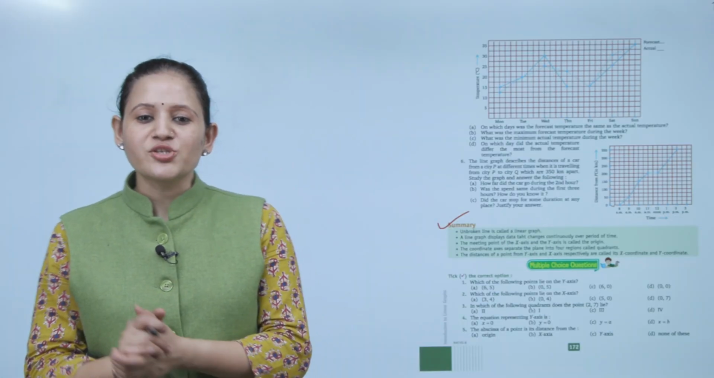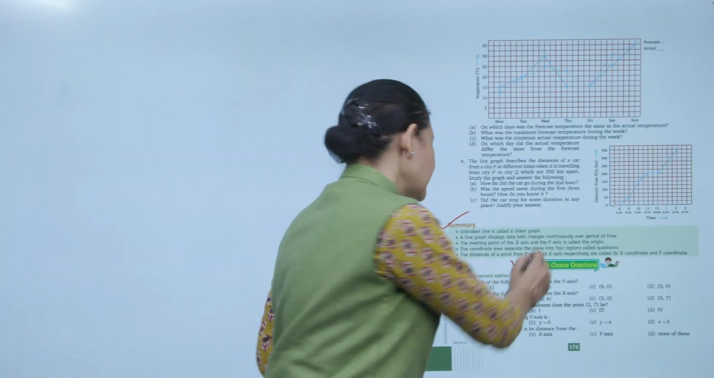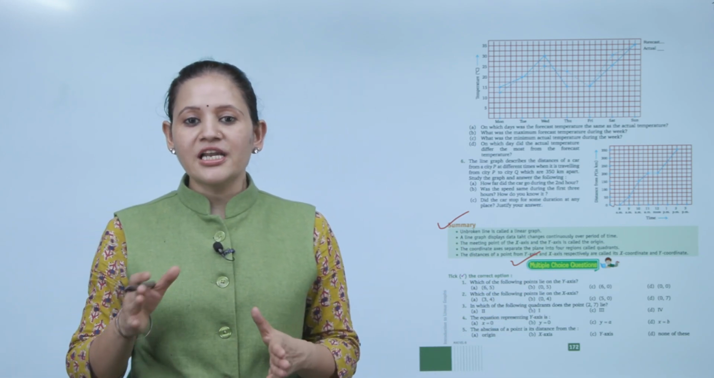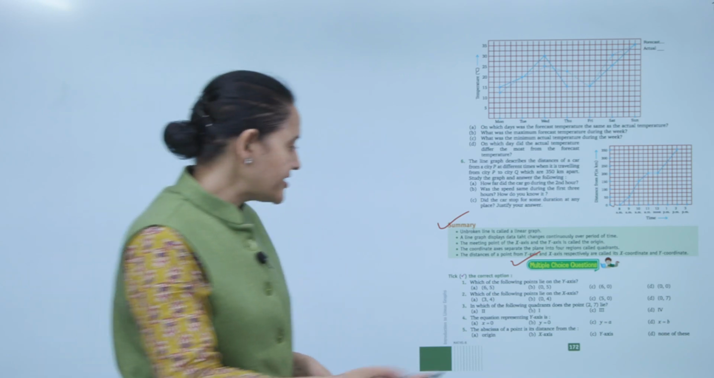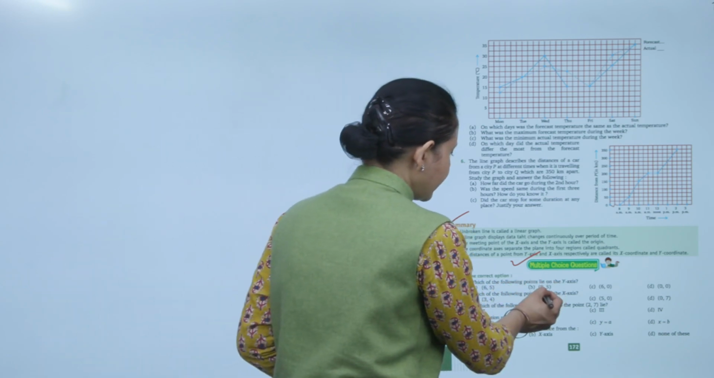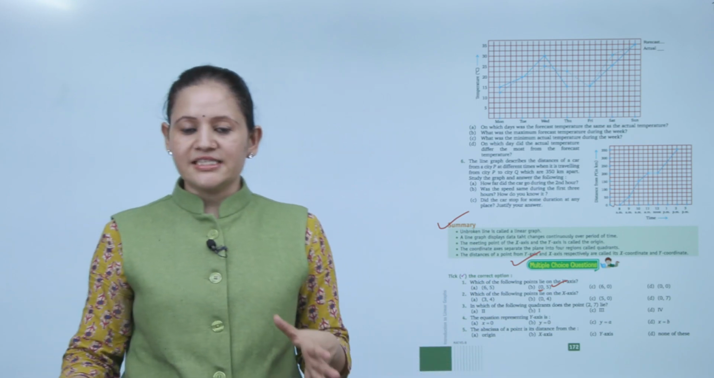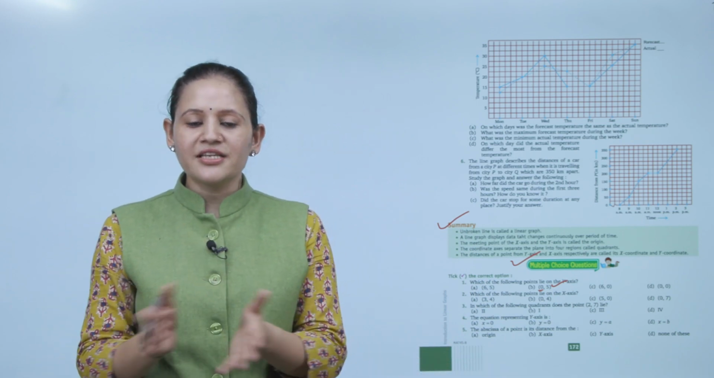Next is multiple choice questions. Take the correct option. Which of the following point lie on the y-axis? So y-axis पे होगा 0 and 5 because x-axis पे यहाँ 0 है. So that will lie on the y-axis. Clear? So here we end the chapter.